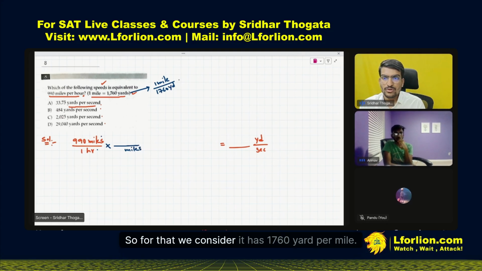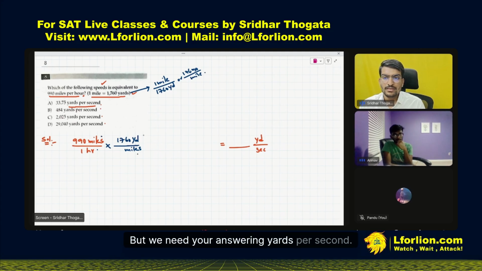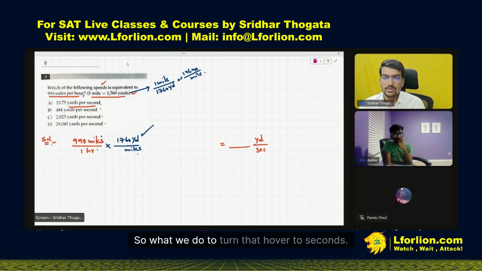So for that, we consider it as 1760 yard per mile. So what we do, 1760 yard we will take, so that miles are crossed out. But we need the answer in yards per second. We got yards, but we need to focus on seconds, and this is in hours. So to turn that hour to seconds, we will write the relation for hour to second.